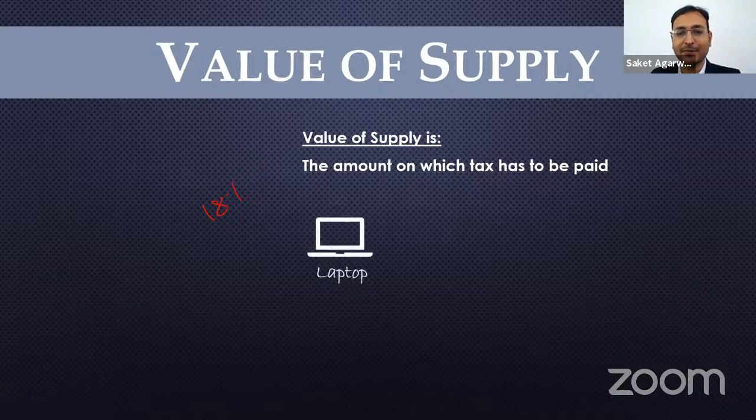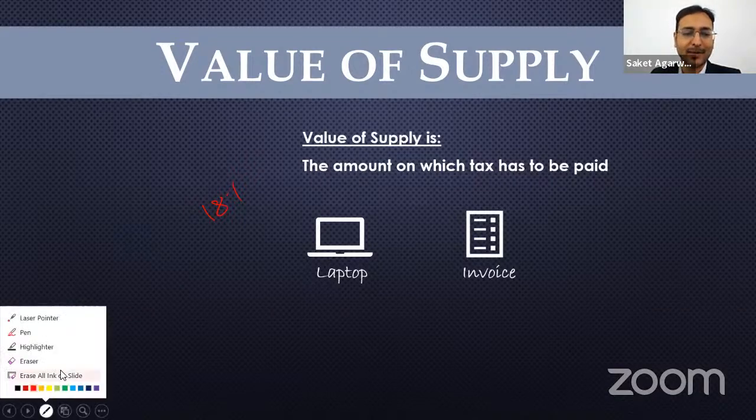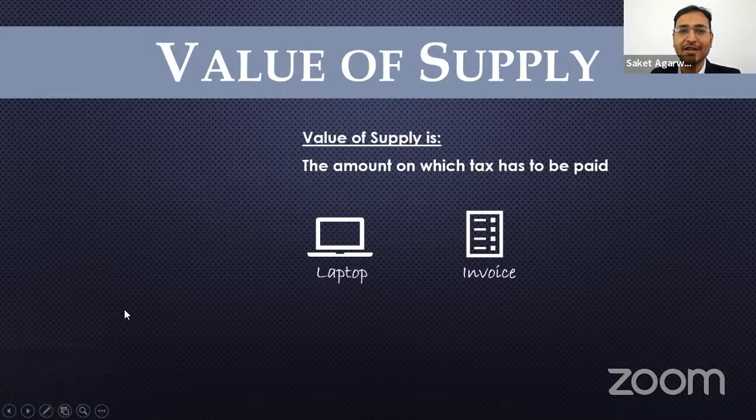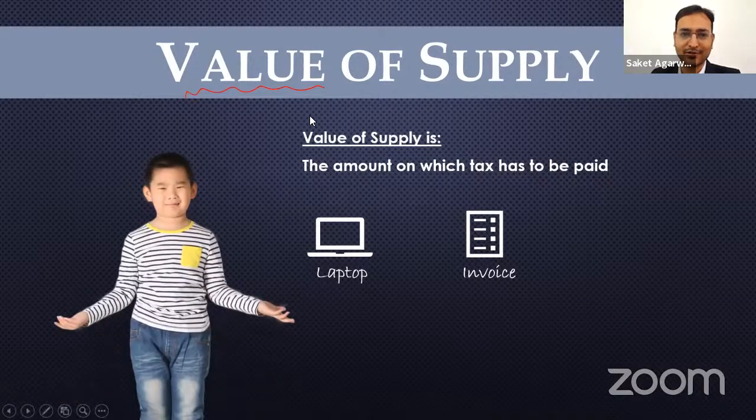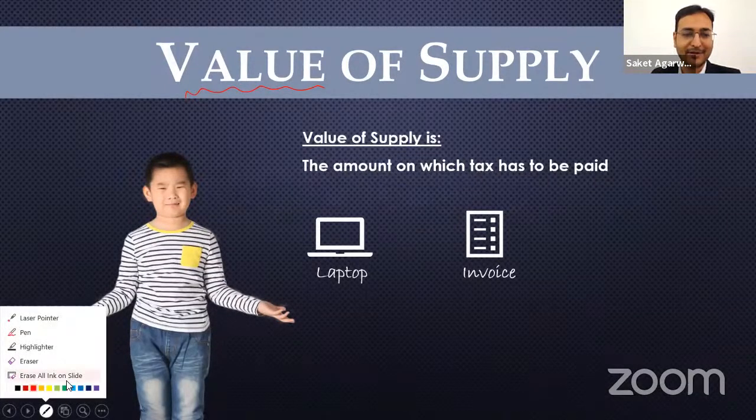Let's take an example. Let's say we purchased a laptop. The seller will give us an invoice. The invoice will contain the price for the laptop. On this price, we'll multiply 18% and we get the GST. So where is the confusion about on what amount GST has to be paid? Why is this chapter value of supply there? Is there any difficulty in finding out the amount on which we are supposed to pay GST? Looks like there is no confusion. So why is this chapter there?